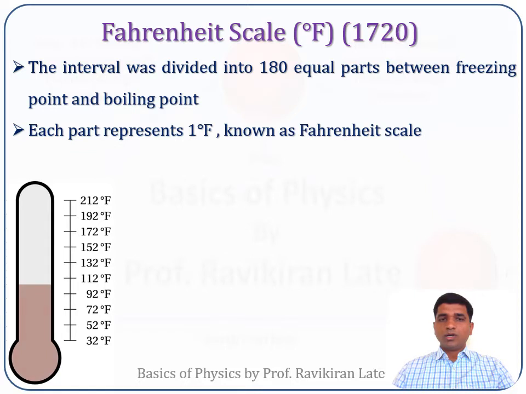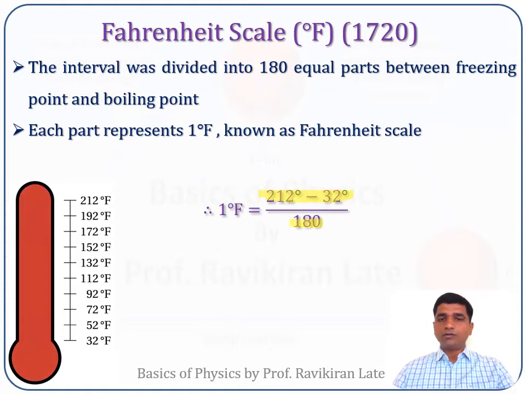So 1 Fahrenheit you can write as 212 minus 32 divided by 180 equal parts, and this is nothing but 1 Fahrenheit. Each part of this section we call 1 Fahrenheit, and the corresponding scale is known as the Fahrenheit scale. This Fahrenheit scale is widely used in the medical field. If you go to a medical shop or a hospital, the doctor will measure the temperature of your body, generally in terms of the Fahrenheit scale.